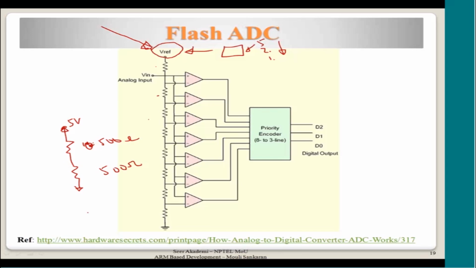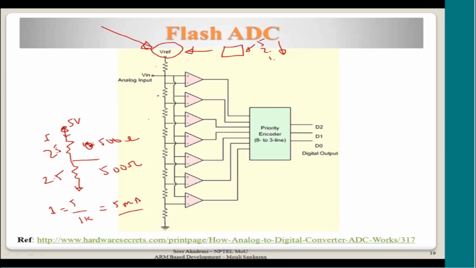So 1K total. What is the current flowing through this? Simple, current is V by R. So 5 by 1K, 500 plus 500, so it will be 5 milliamp, correct? What I am saying is that this is split into 2 voltages. So 2.5 volts comes here, and another 2.5 volts comes here, because it is an equal resistance and it will divide the voltage equally.